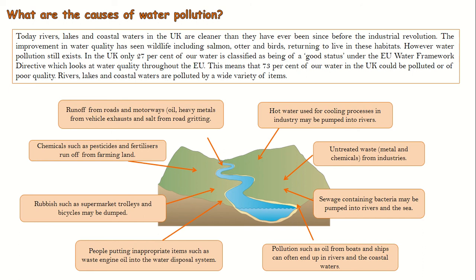But our water is polluted from things like runoff from roads and motorways, chemicals from farming, untreated waste, sewage, pollution from boats and ships, rubbish like trolleys and bikes being dumped in the rivers as well. And all of that means that our waters are being polluted. That means 73% of our water in the UK could be polluted or of poor quality.